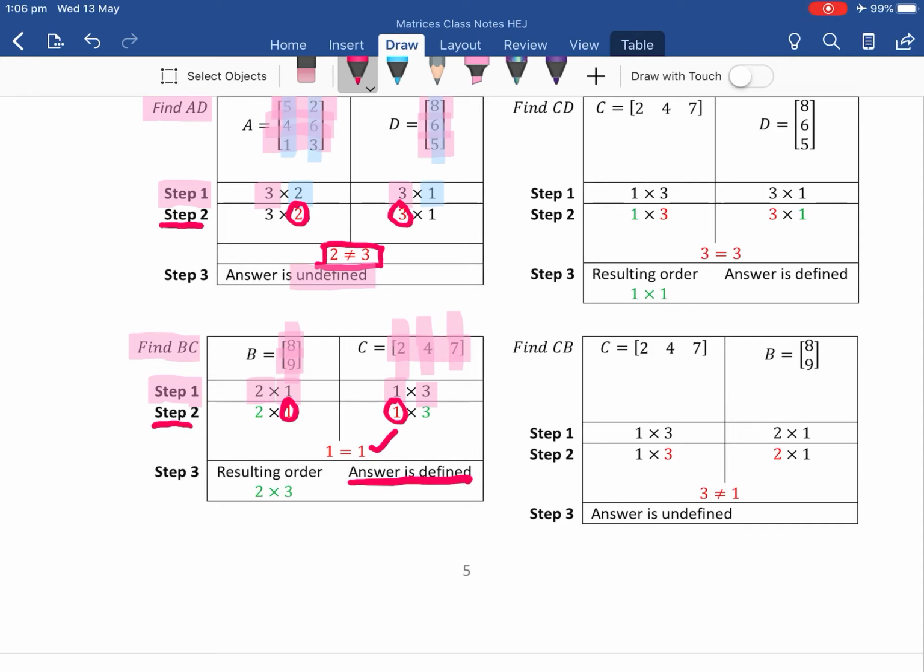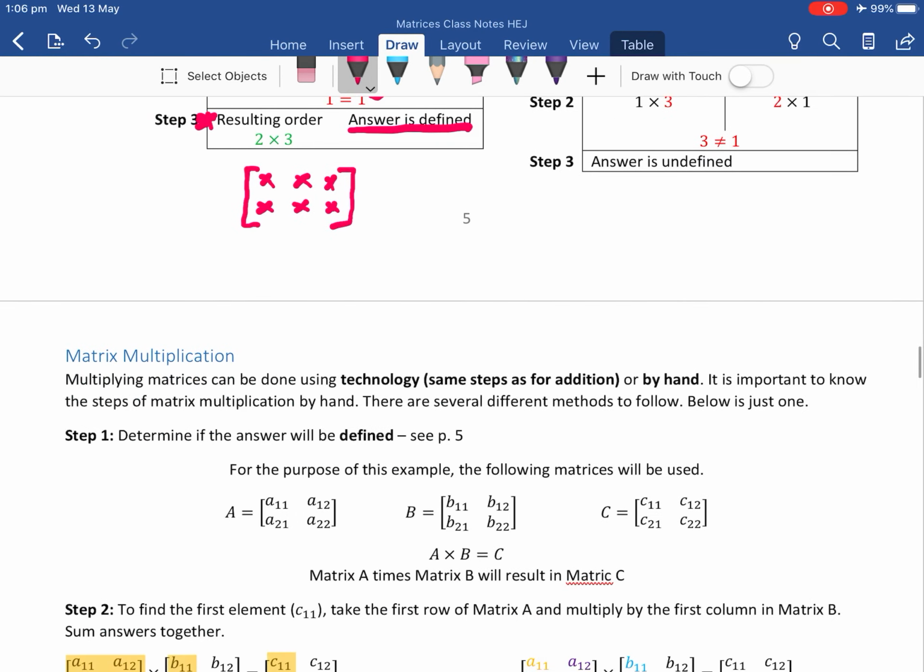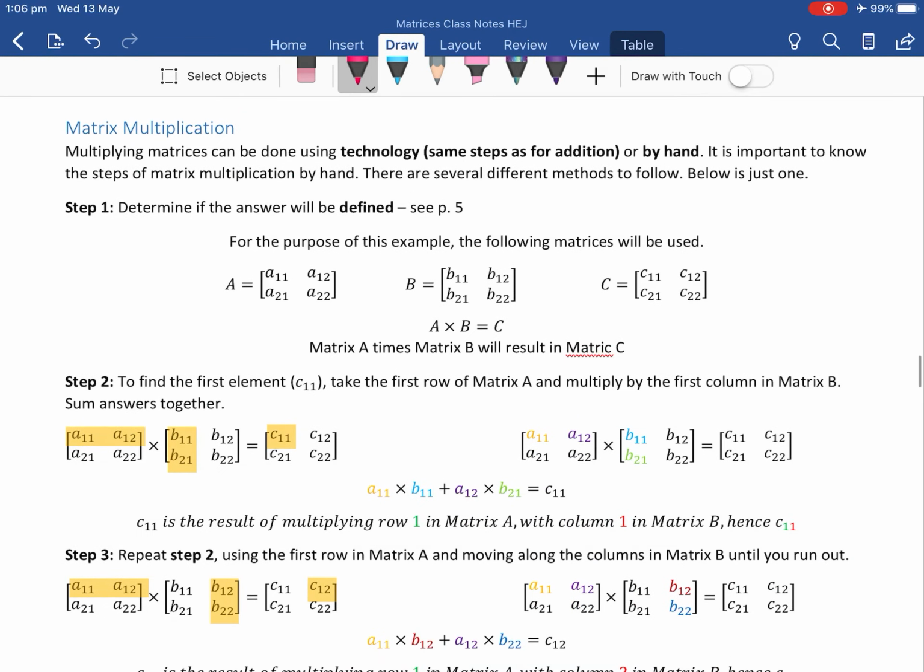Now the resulting order, that means that when we multiply these two matrices together, the size of our answer matrix is going to be a 2 by 3. You can imagine it being like this. That's 2 rows and 3 columns. That's what it's going to look like, that's the size of it. So how do you actually multiply them? Going down, matrix multiplication.